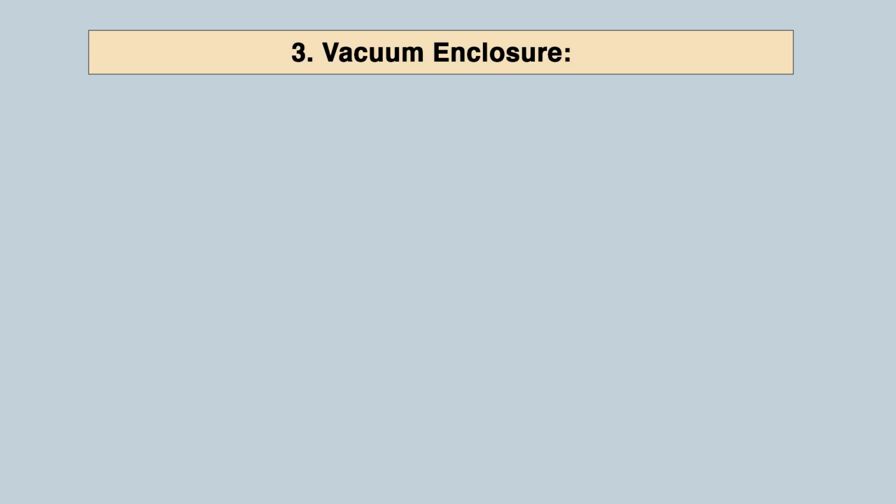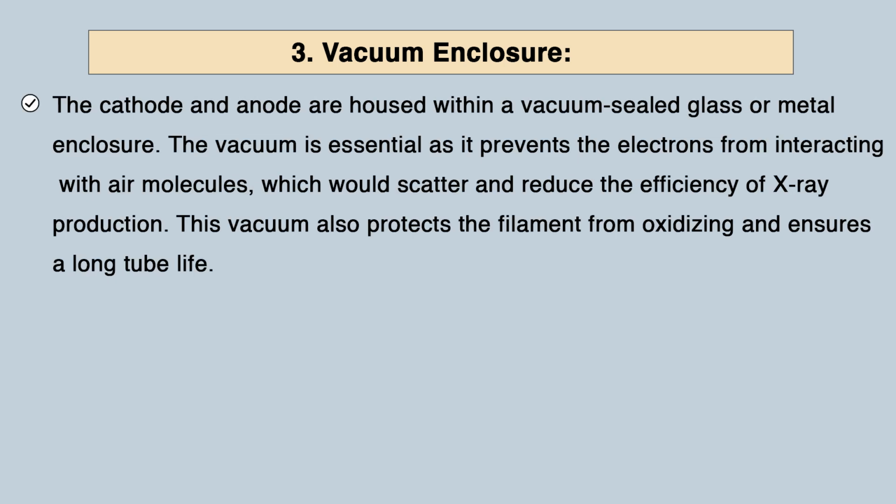Next component is the vacuum enclosure. The cathode and anode are housed within a vacuum-sealed glass or metal enclosure. The vacuum is essential as it prevents the electrons from interacting with air molecules, which would scatter them and reduce the efficiency of X-ray production. This vacuum also protects the filament from oxidizing and ensures a long tube life.